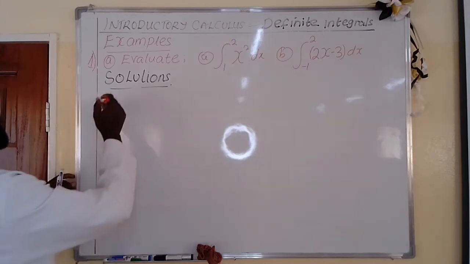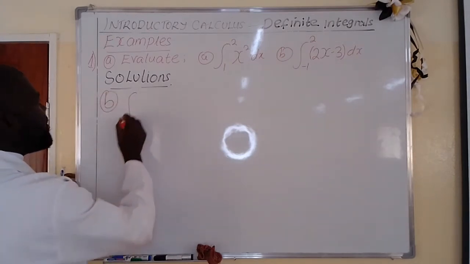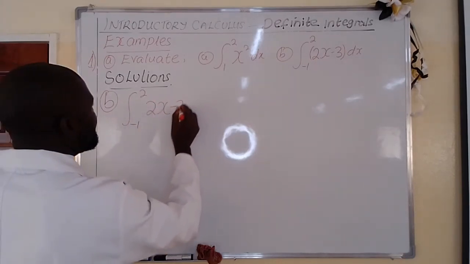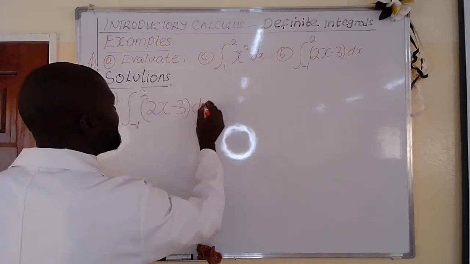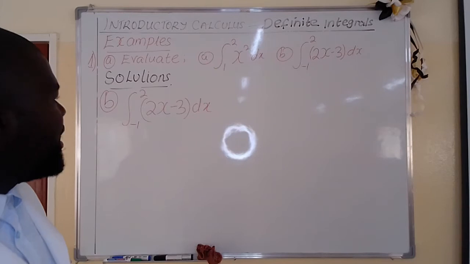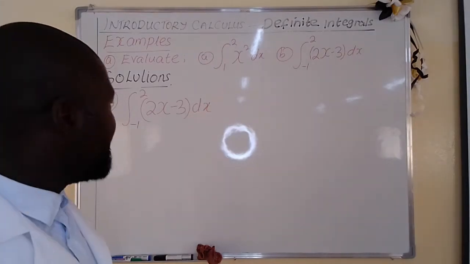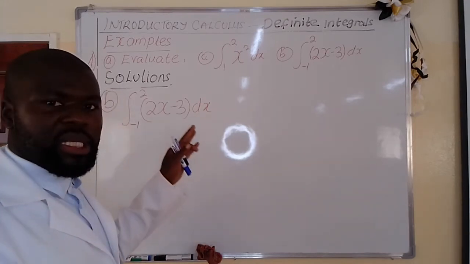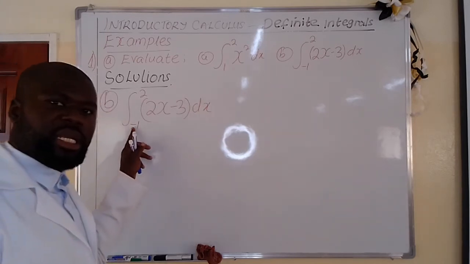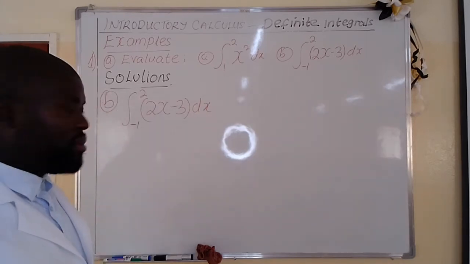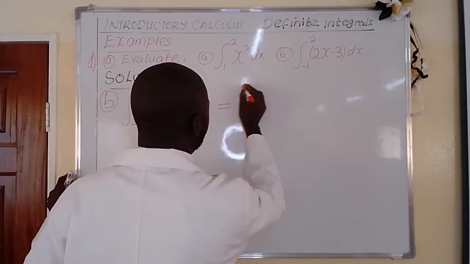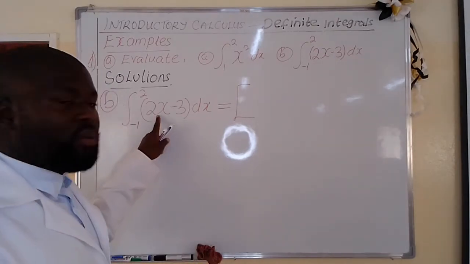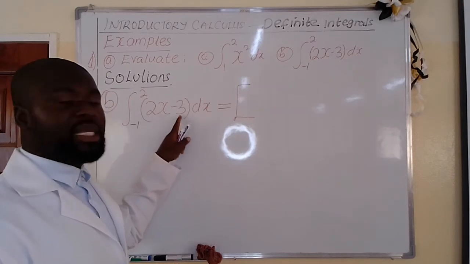Okay, so this is what we have under B. Again, we are supposed to integrate the function inside, then evaluate it using our limits. We have the lower limit, -1, and the upper limit, +2. So we shall say, as usual, integrating by the rule, we have two terms here. We have 2x and -3.